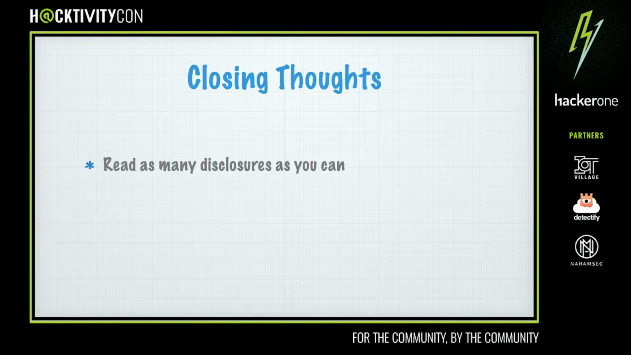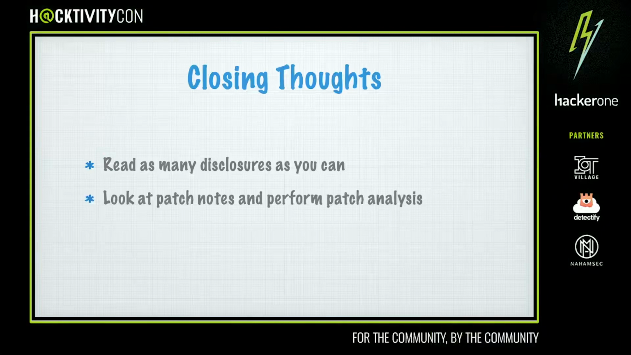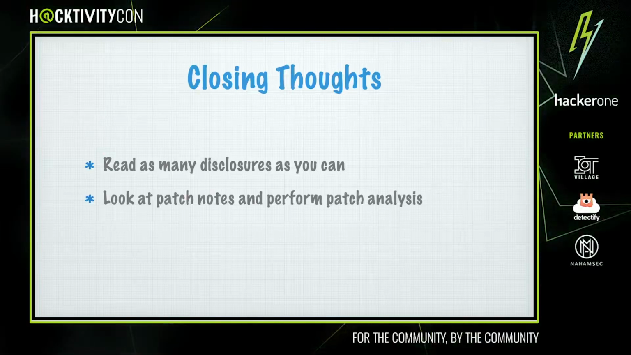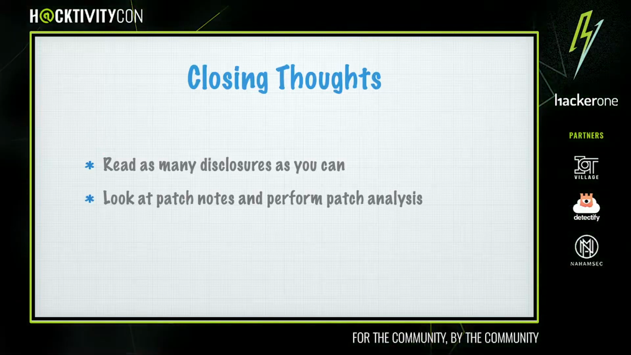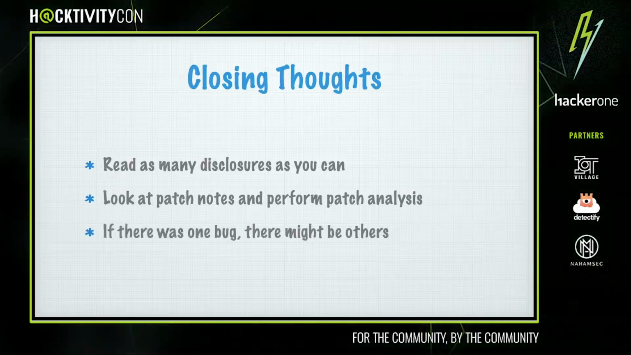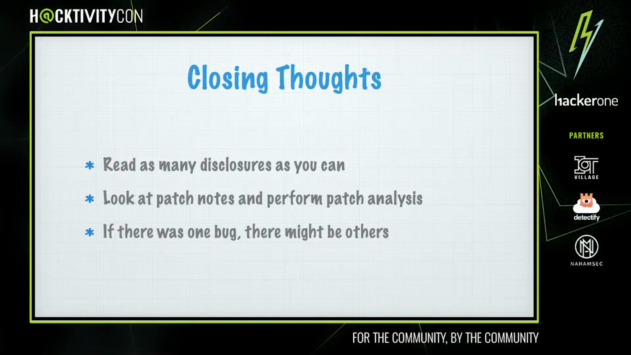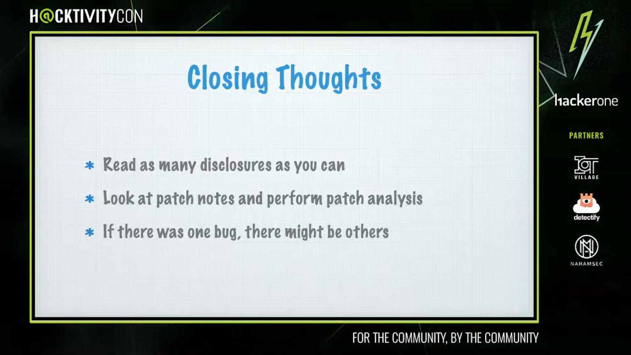If you work on a program that has patch notes, make sure to go through them and see what the most recent issues have been. You can either look at the commit logs if they have them or do some patch analysis to discover what the original issue was. And finally, I think it's pretty hard to fix an entire class of vulnerabilities with a single patch. So if there was a particular type of bug that was fixed, it's quite possible that there are a few more hiding away.